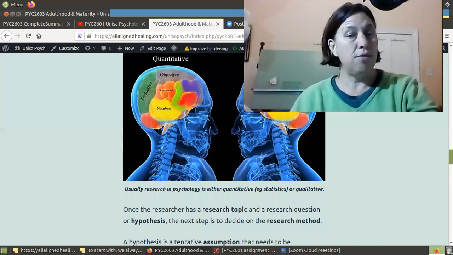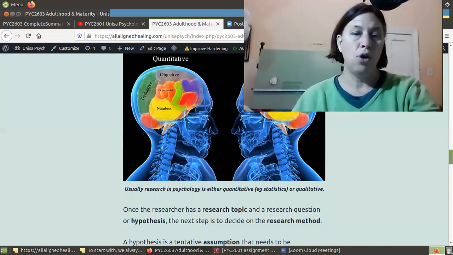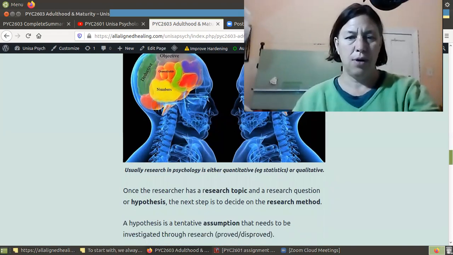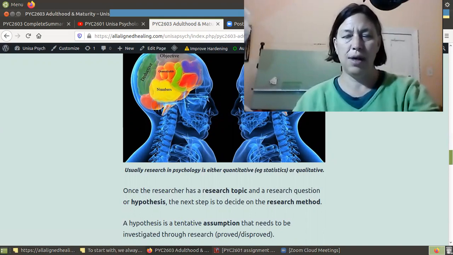Okay, so once the researcher has a research topic and a research question or hypothesis, the next step is to decide on the research method. What is the hypothesis? It's a tentative assumption that needs to be investigated through research and possibly proved or disproved.